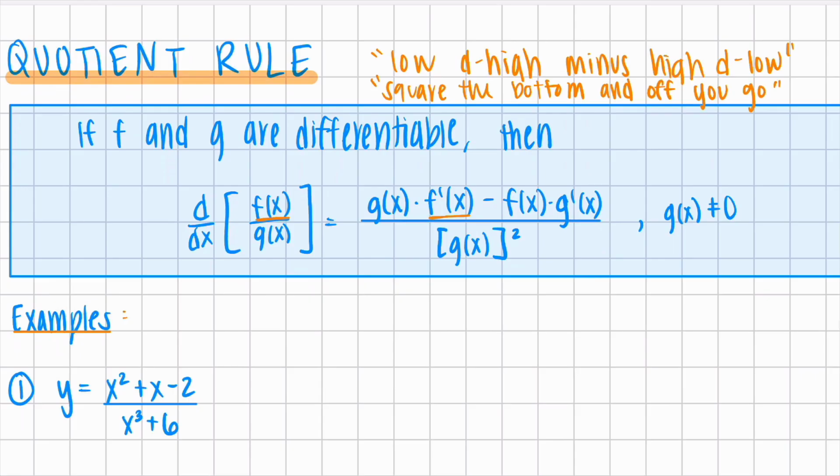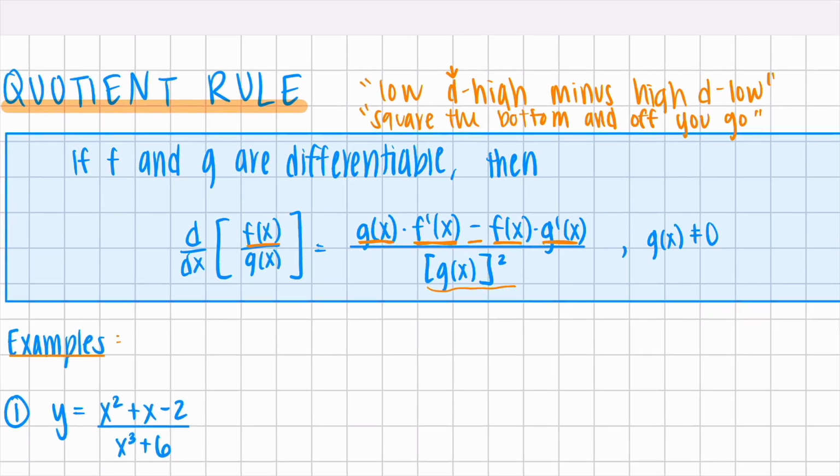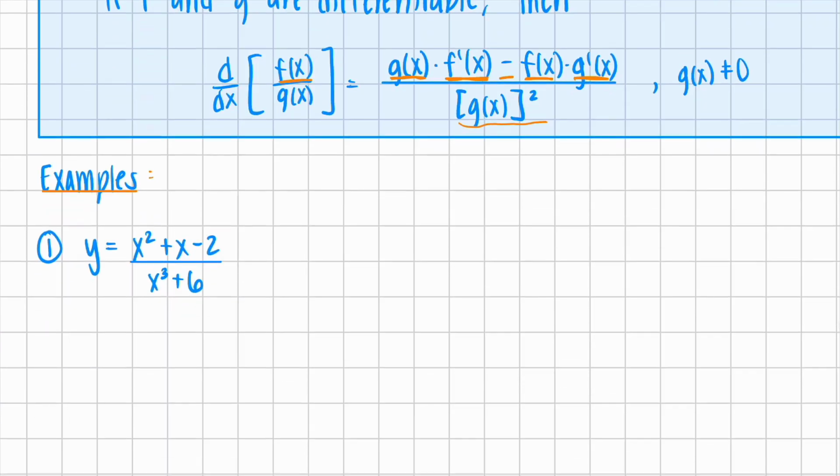So just a little thing to help you remember it, but low represents the denominator, high represents the numerator, this d represents derivative. So I have my low times my d high minus my high times my d low, derivative of the bottom, square the bottom, and off you go, and it rhymes. So it's a nice way to help you memorize this, if that helps. So let's go through a few examples.